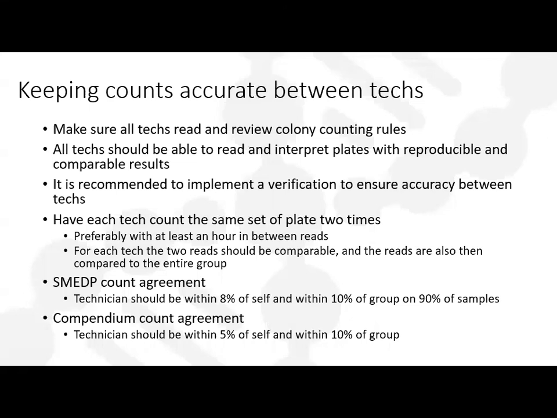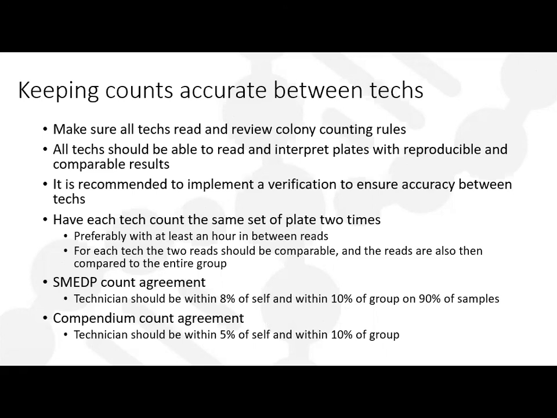What this is going to do is make sure that that tech has reproducible counts. When they read it first, walk away, an hour later, come back and read it and still get a similar result. You're also going to do this with all of your techs. So you're going to take that tech's read and compare it to all of your other techs within your group. There are a couple of different references that talk about this. The SMEDP says that a technician should be within 8% of their own counts when they do their 2 counts, and within 10% of your group of technicians.